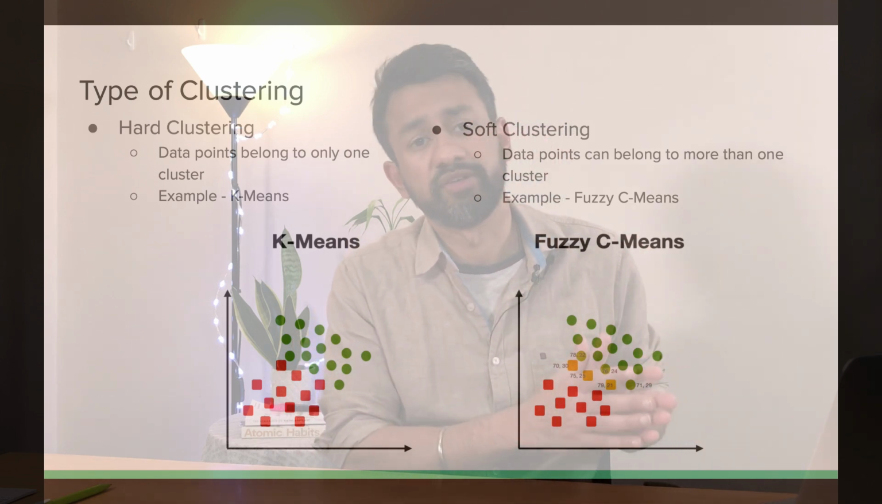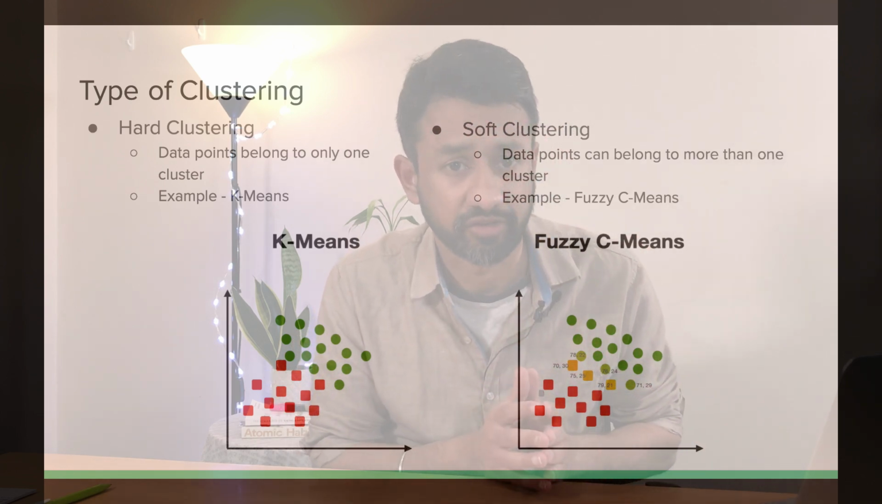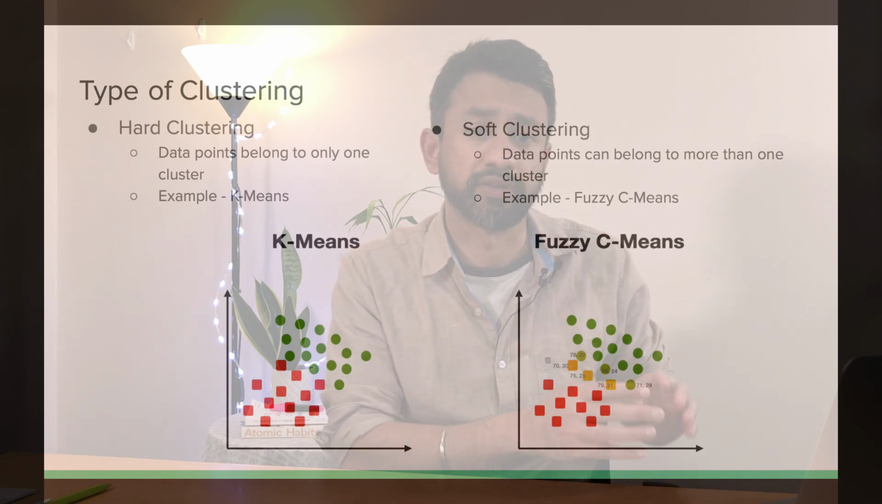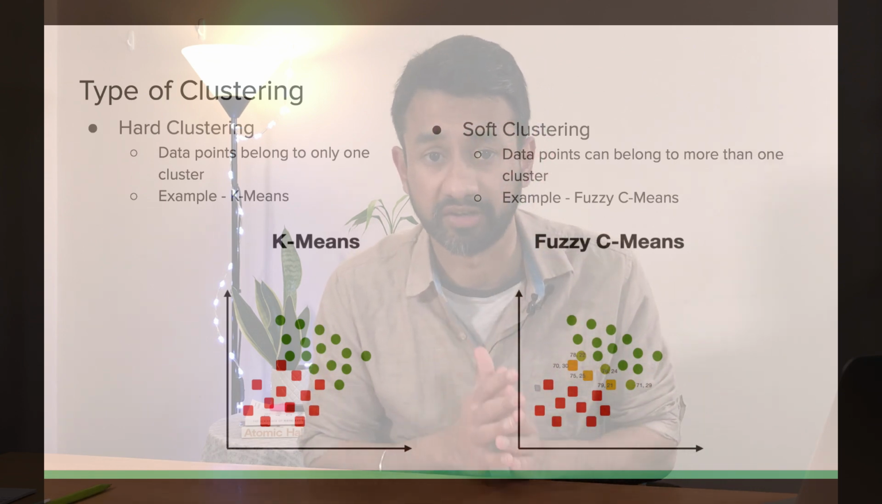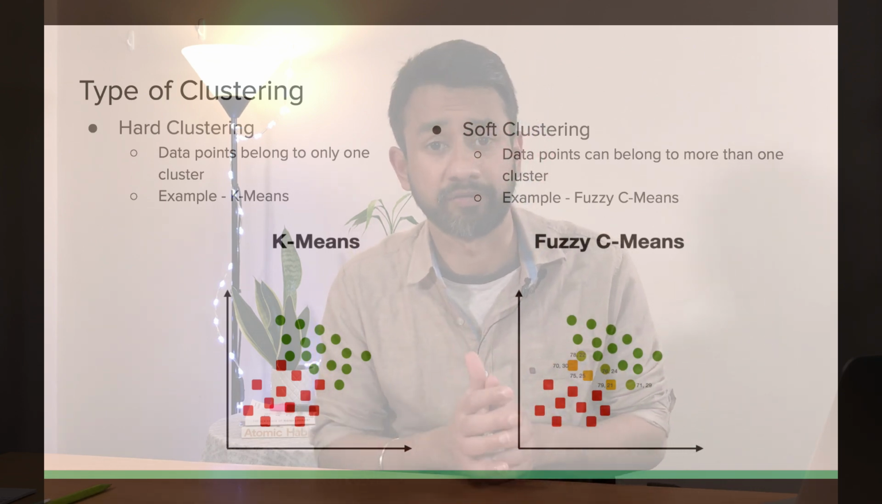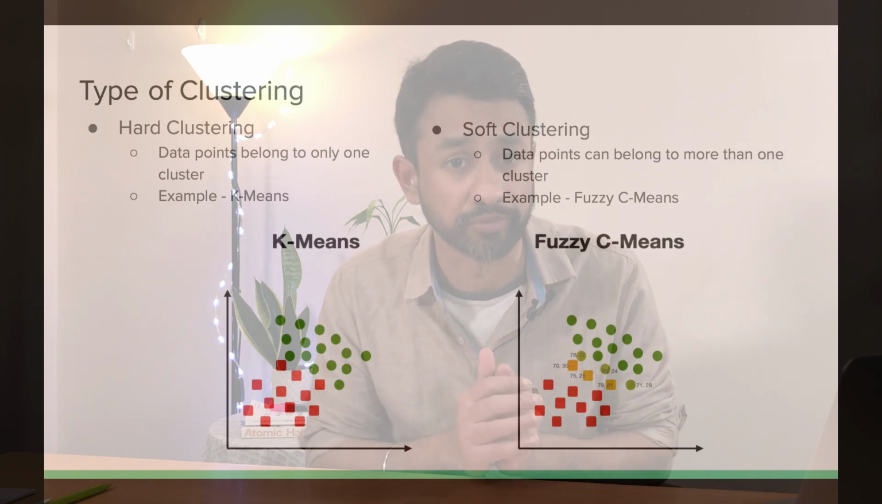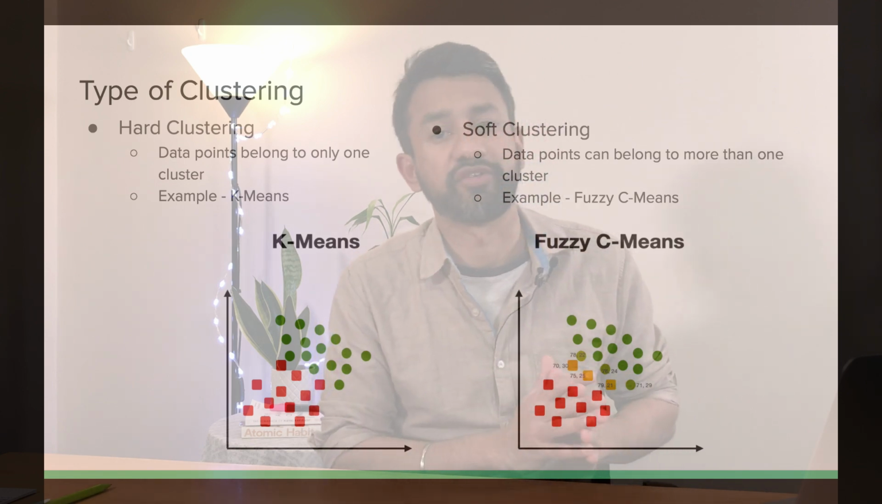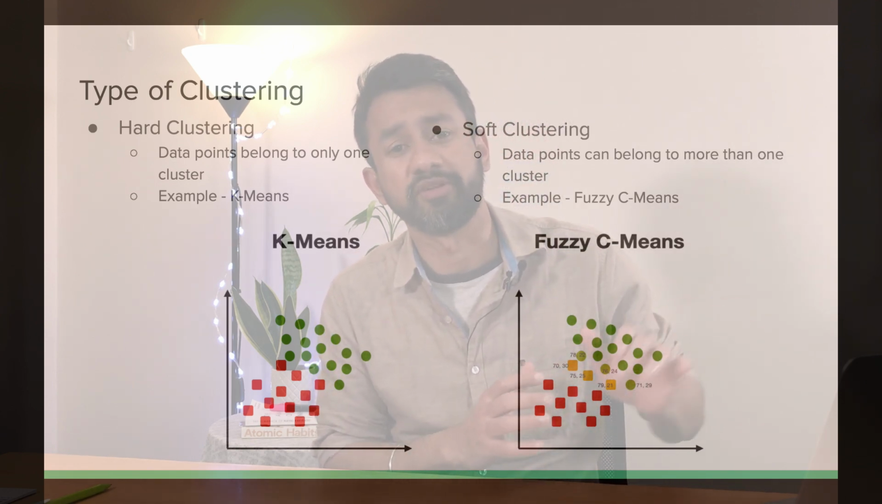The same is applicable for hierarchical clustering, where a data point would be present in only one cluster. It can't be part of two different clusters or two different groups. So that is hard clustering. A typical example is the k-means algorithm.